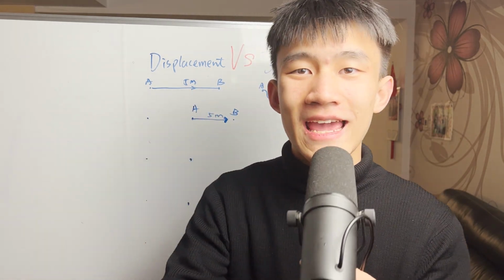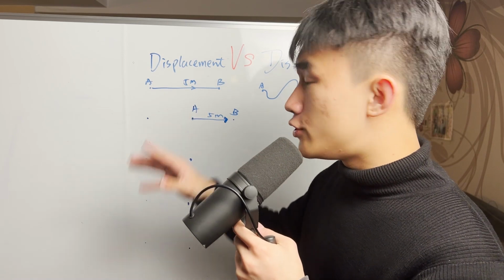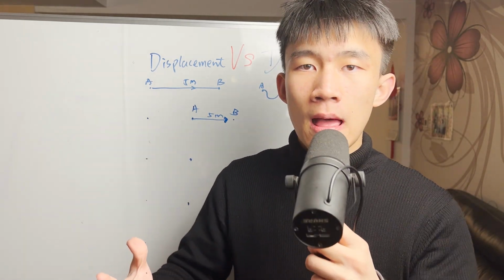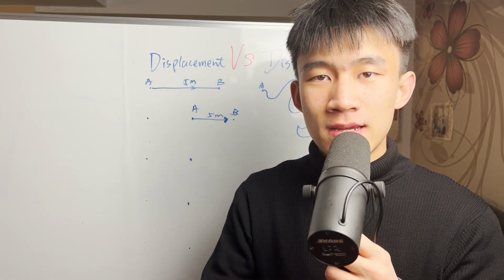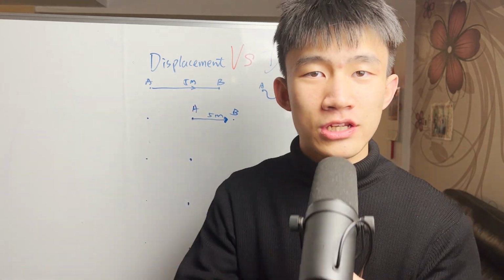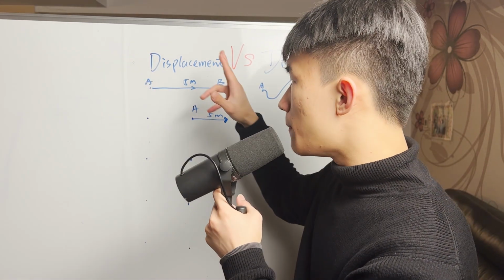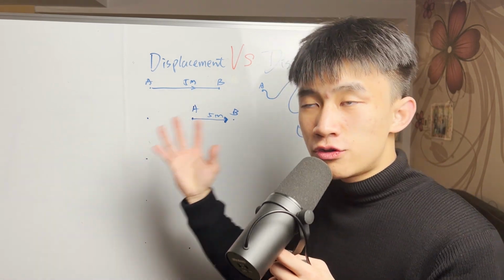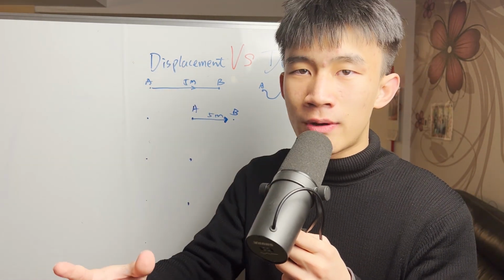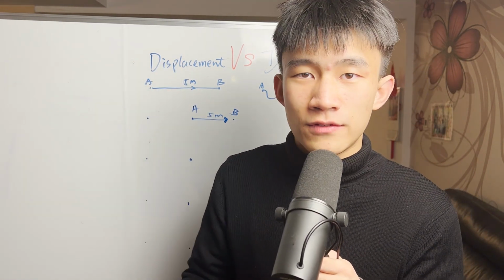So what you can say is this: alright, I traveled from point A to point B, and my displacement is 5 meters to the right, because you've actually traveled from point A to point B, not the opposite. If you traveled the opposite, you would say to the left, right? That's kind of intuitive to think about, right?